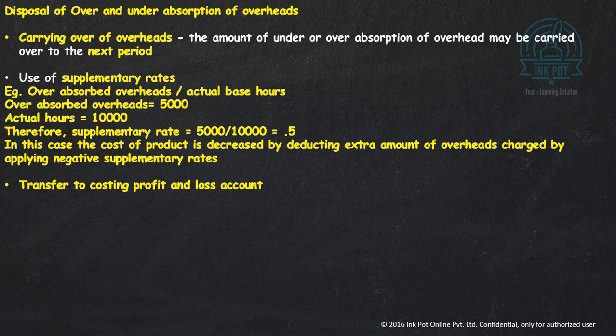And the last is, if we have done over or under absorption of overheads, we can charge that particular amount to costing profit and loss account. This is the treatment of over and under absorption of overheads.